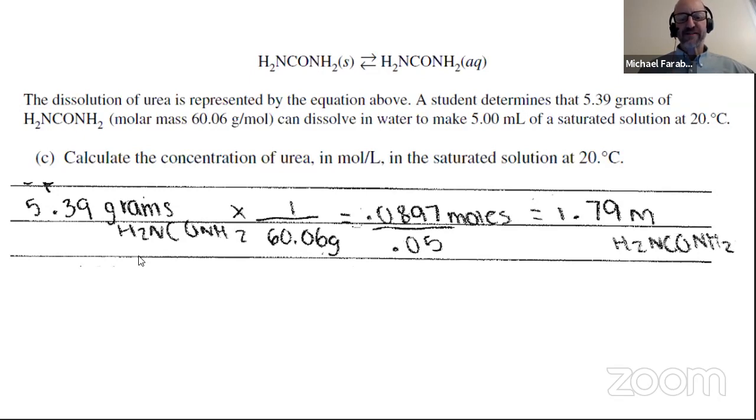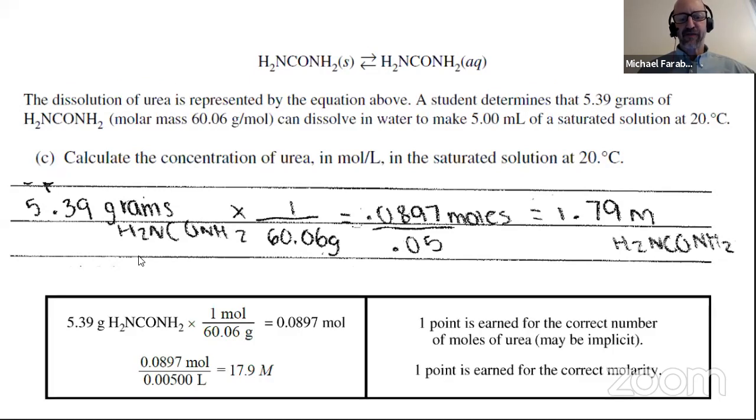All right, so what this student did correctly was they calculated the moles. What they did incorrectly was the volume. So 5.00 milliliters, if you divide that by 1,000 to go from milliliters to liters, that would be 0.005. So my lesson here is be careful that on the AP Chemistry exam, you don't make some careless errors in terms of mathematical calculations.